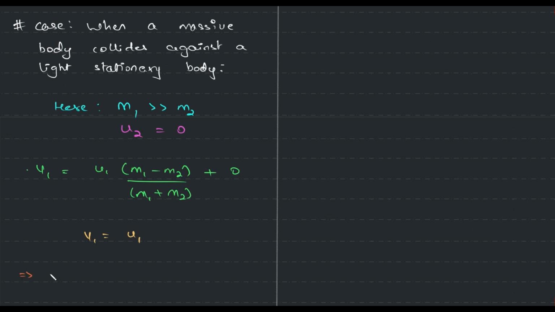This implies, it's like a train hitting a bug. When there's a fly in front of a train and the train is moving, it will not matter to the train. So the massive object continues to move with the same velocity.